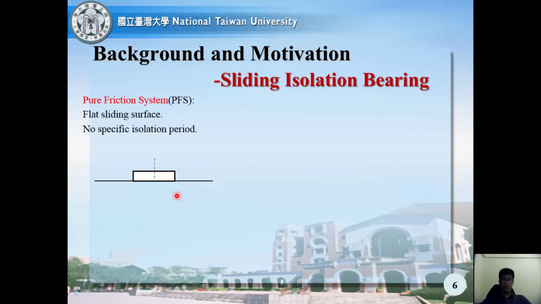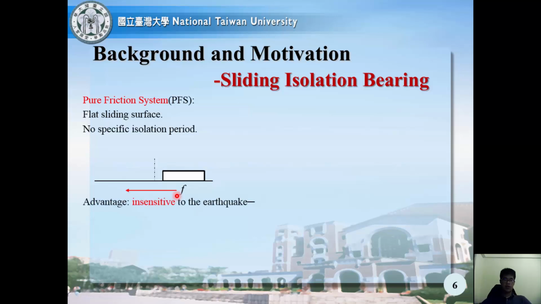Here I'm going to introduce two conventional sliding isolation bearings. First of all is the pure friction system, which can be abbreviated to PFS. PFS has a flat sliding surface, and it does not possess a specific isolation period. Also, its geometry gives us an idea that it does not have a restoring force.